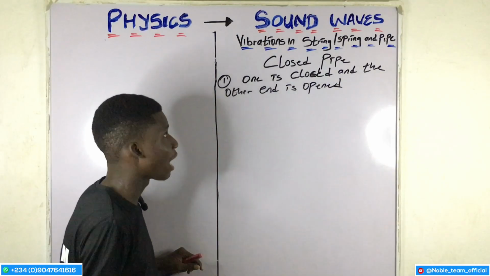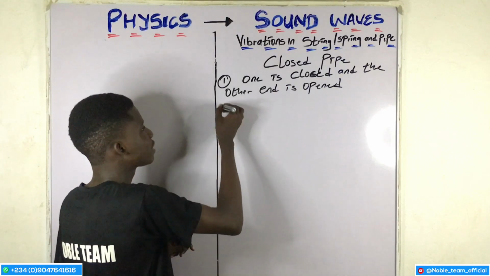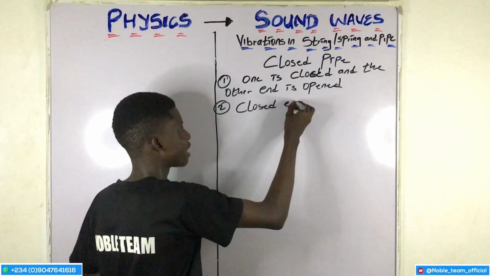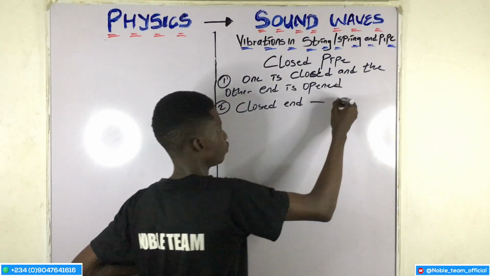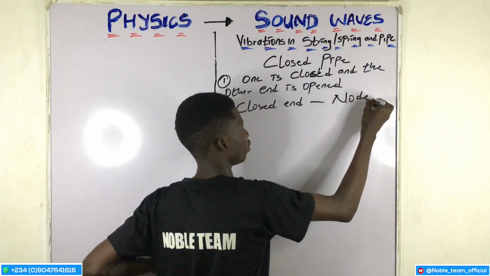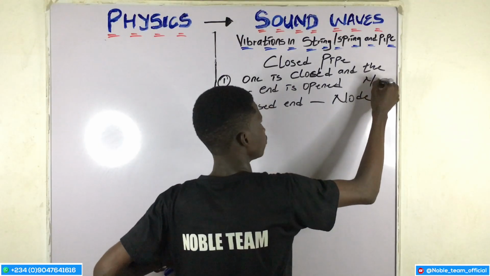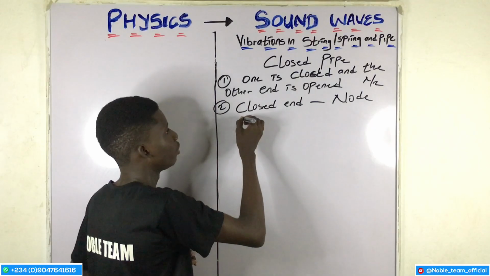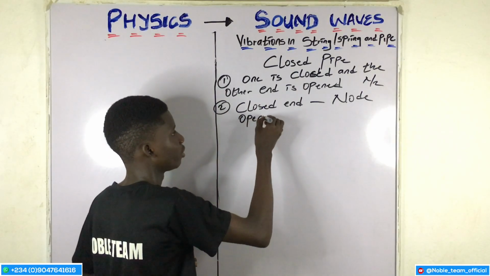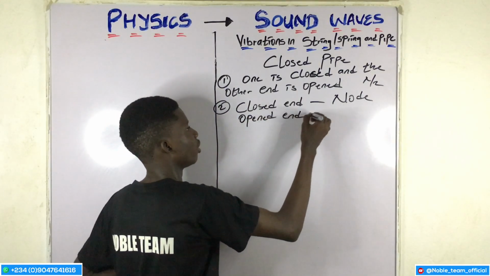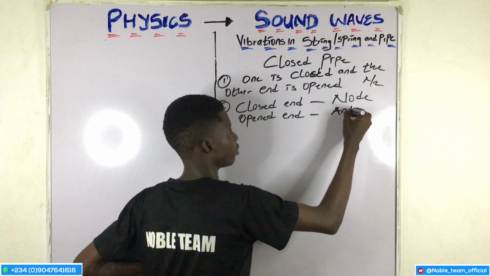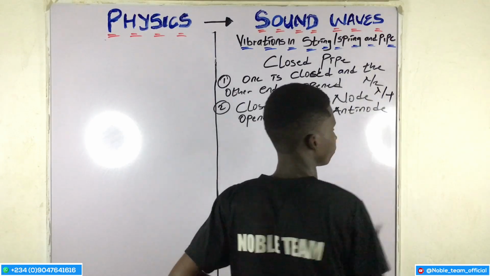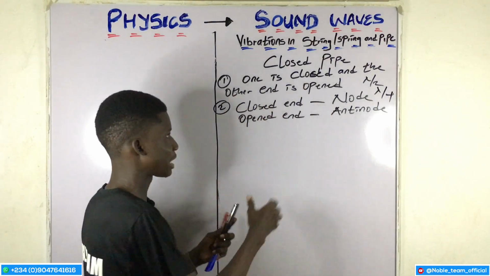Okay, good. Now the closed end is called the node, which is given as lambda over 4. And the open end is the antinode, which is lambda over 4. Good. I hope you understand this part.